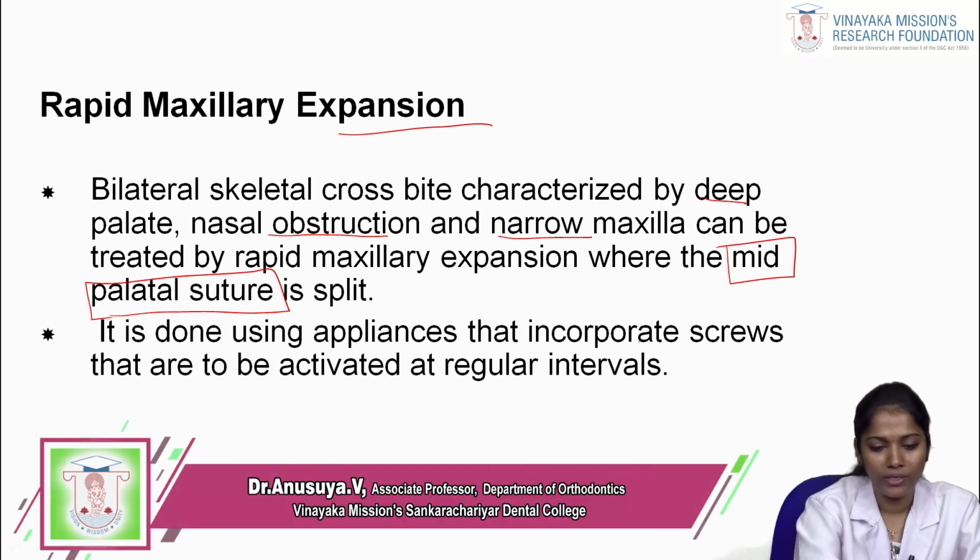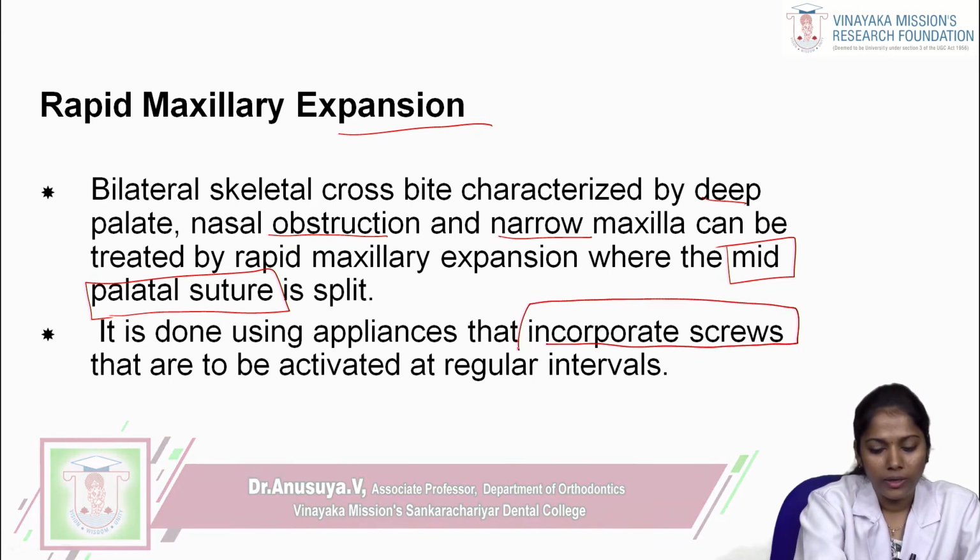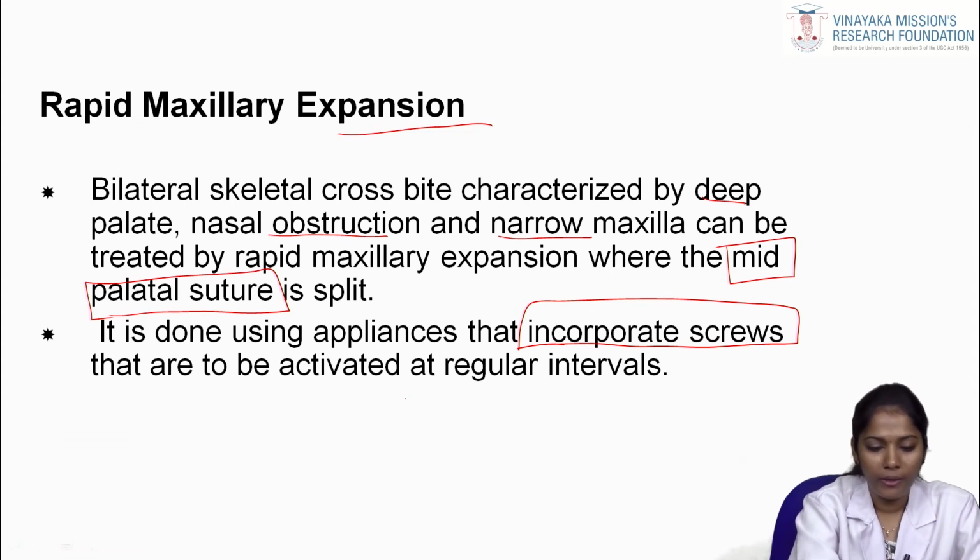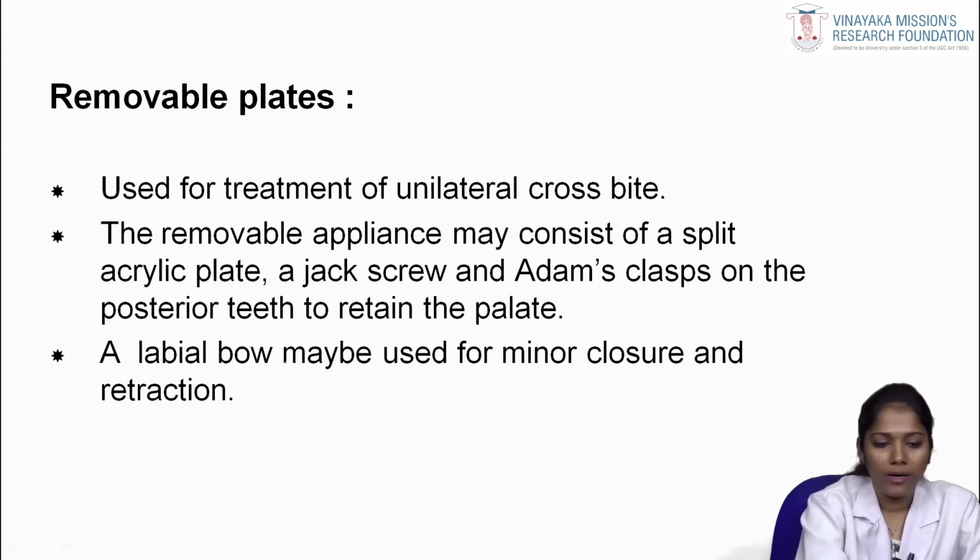When it is done using appliances where we use screws, the Hyrax screw, which is used for rapid maxillary expansion, again comes in different dimensions. Based on severity we can choose that, and the activation protocol again is going to change depending on your age and amount of severity. Another removable plate which we can use is a split acrylic plate with a jack screw, Adams clasp, and posterior teeth to retain it in the palate. If you see, this is a simple expansion plate, Hollies with jack screw, that can be used in order to correct 1 or 2 single tooth posterior crossbites.